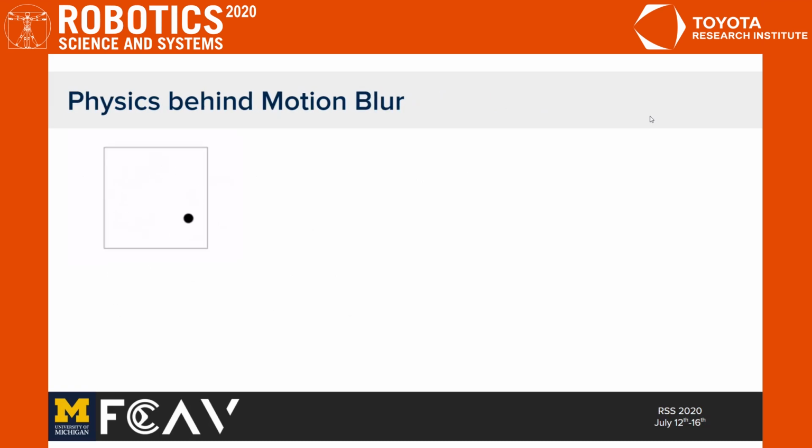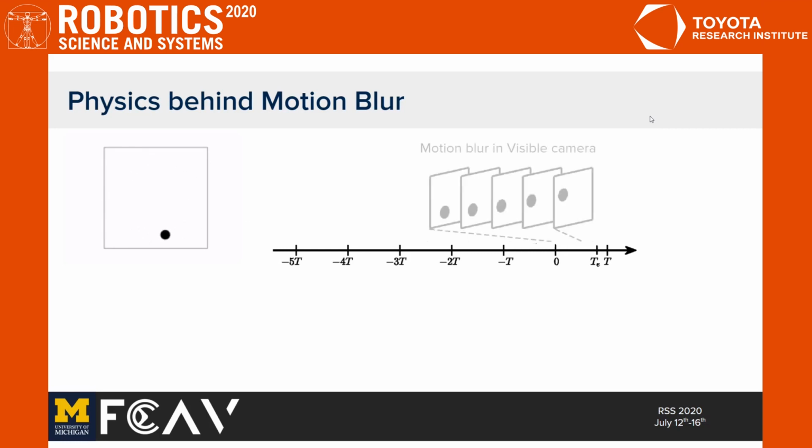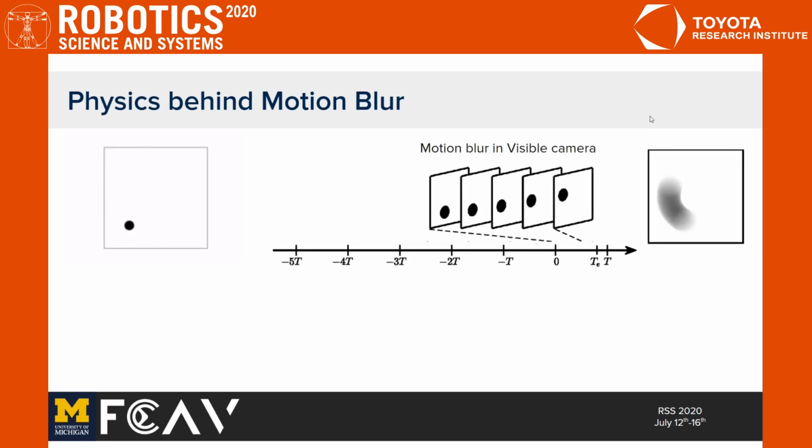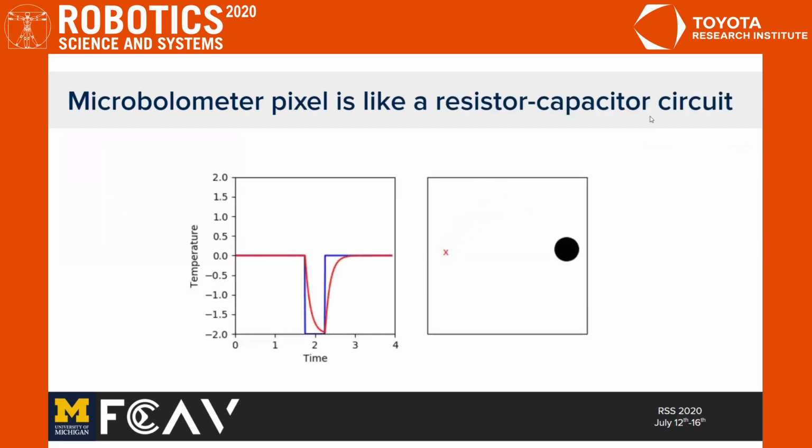Consider a simple scene of a ball moving in circular motion. A visible camera image is obtained by averaging the light collected during the exposure. On the other hand, each microbolometer pixel is always exposed to the scene and its temperature is governed by a first-order differential equation. Now consider the pixel marked by X.